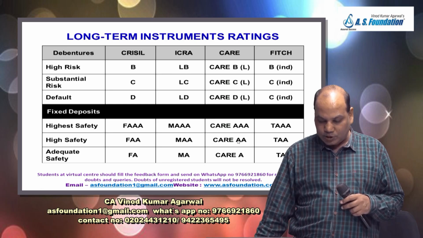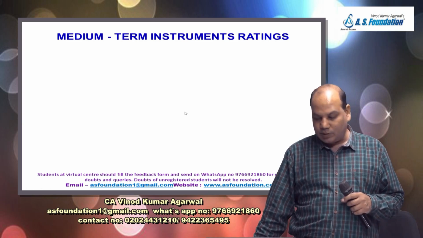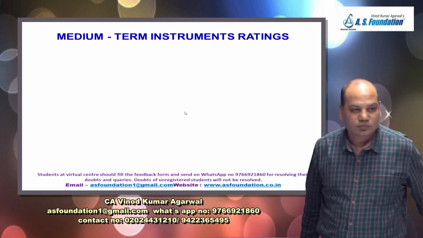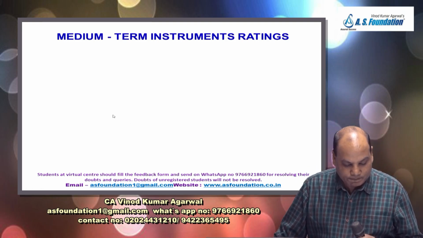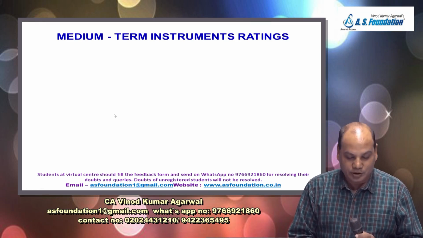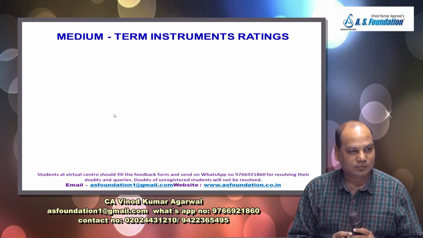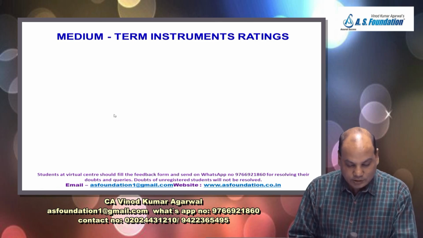The institute's material only gives you this much rating. Two more paragraphs I have added from my side also. Medium term instrument rating. Now I'll read from your book. Medium term instrument rating. Here I have only written three agencies in India because this much data I could generate: CRISIL, ICRA and CARE. Highest safety, CRISIL will write FAAA, ICRA writes M triple A, and CARE writes CARE triple A.